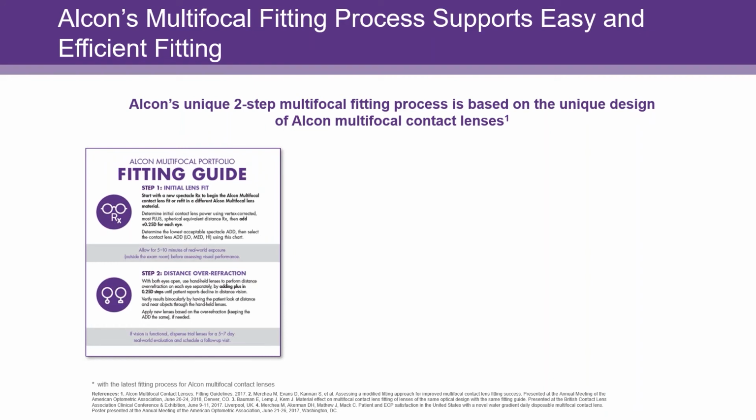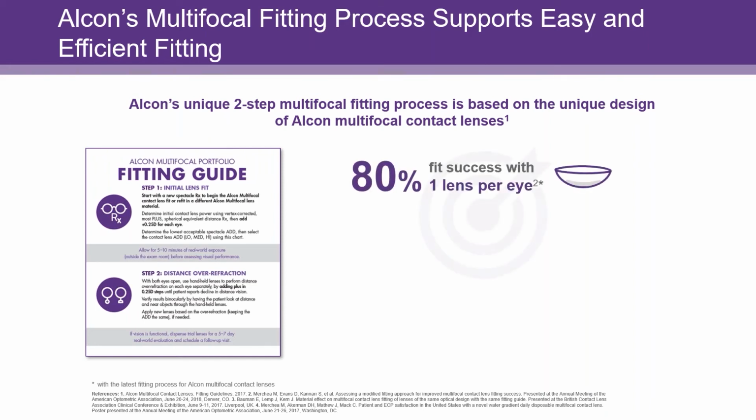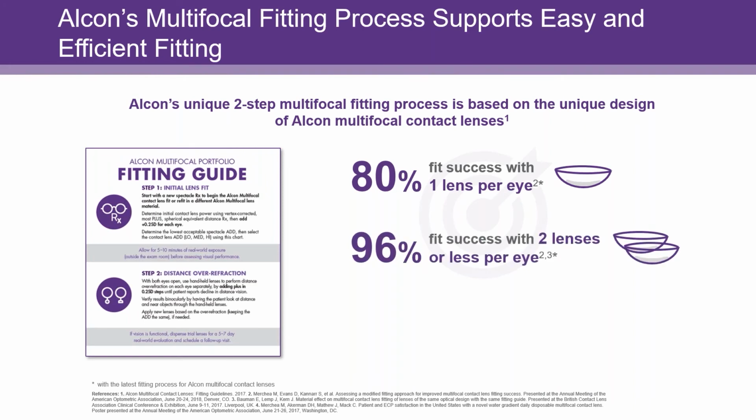And I mentioned too in the toolkit, something that is absolutely critical, and we stressed over and over again at these shows, the fit guide. You've got to follow it. Trust Alcon that they've done the research. It's critical. They know what works and what doesn't. So please, please, please follow the fitting guide. And again, you can sort of see it on the screen right here. And so if you follow the fit guide, you can expect to get 80% fit success with one lens per eye, and you can expect to get 96% fit success with two lenses or less per eye.